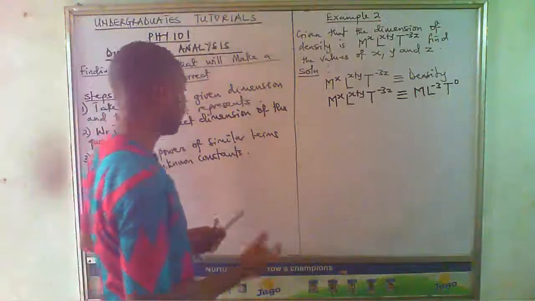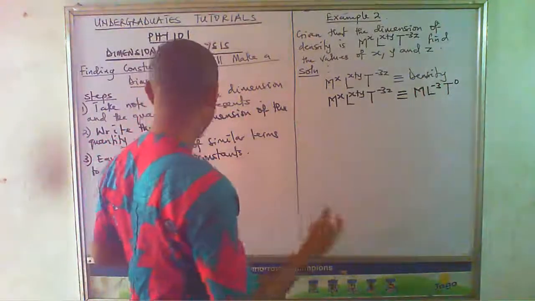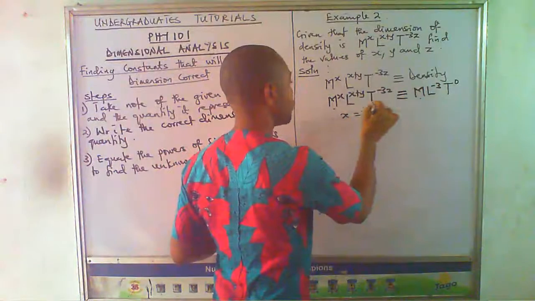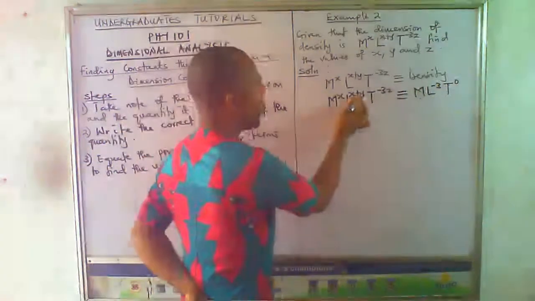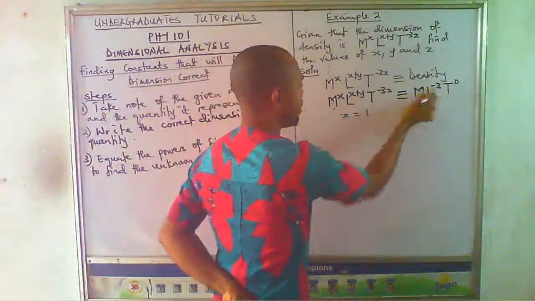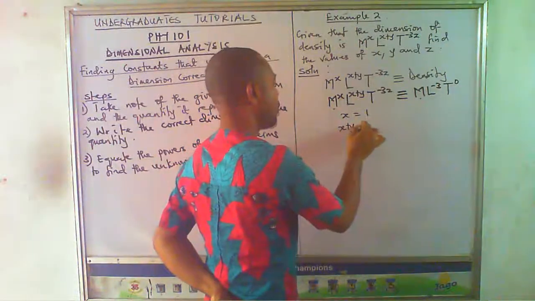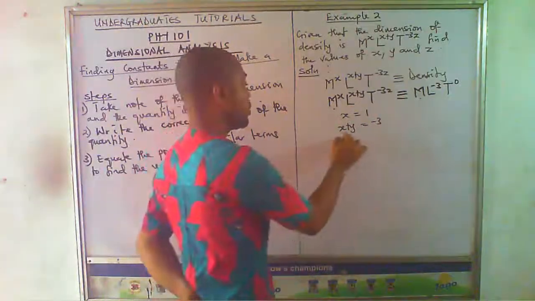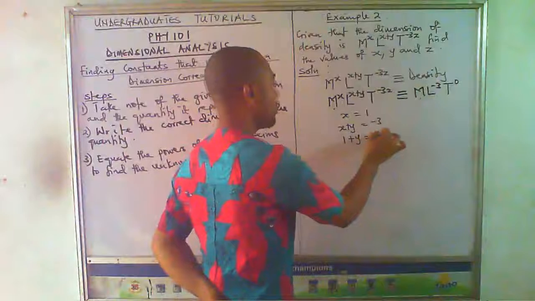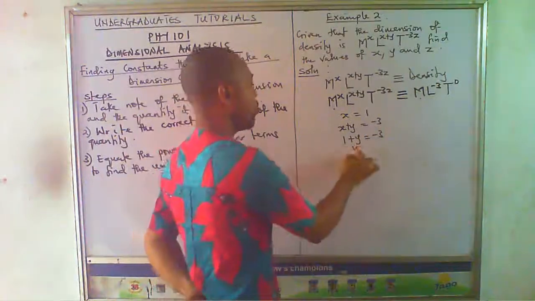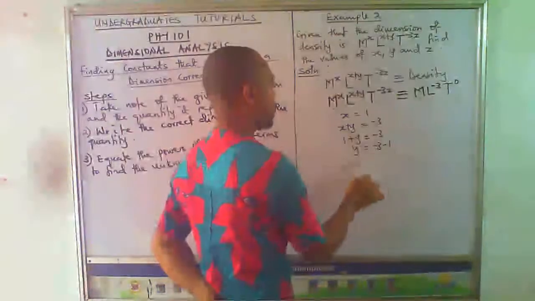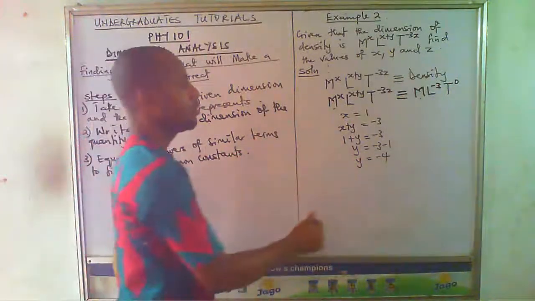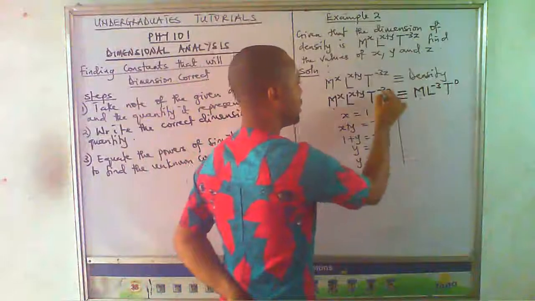Now, having done that, we start our step number 3. Equate the powers of similar terms to find your unknown constants. So this and this are similar. x gives us 1. Now the power of L here is x plus y, and the power there is minus 3. So x plus y is minus 3. We have found x already. 1 plus y equals minus 3, so y will be minus 3 minus 1. y gives us minus 4.